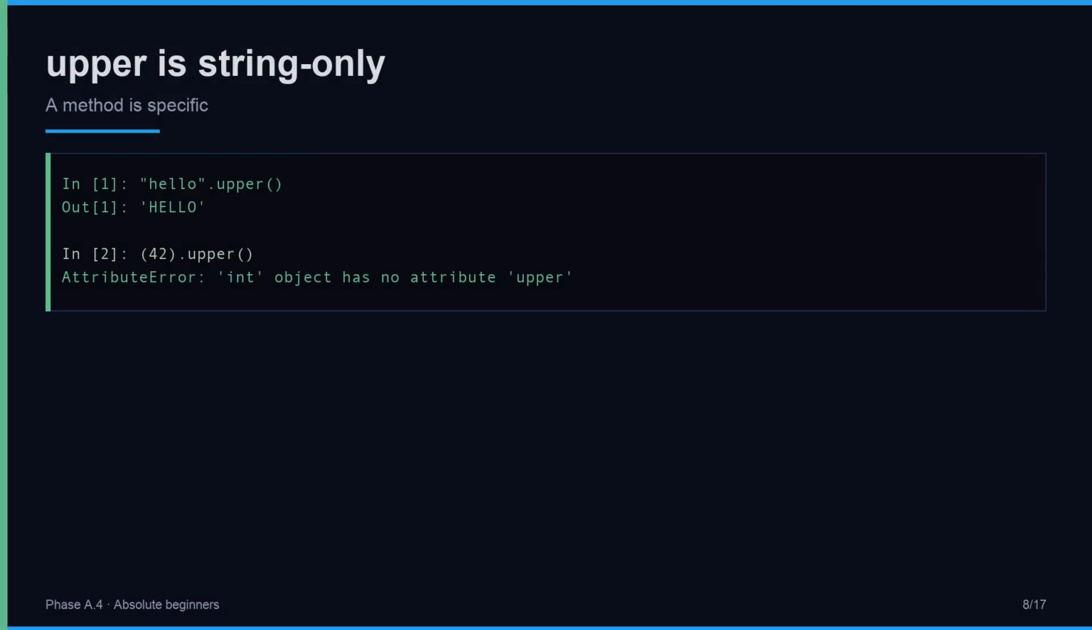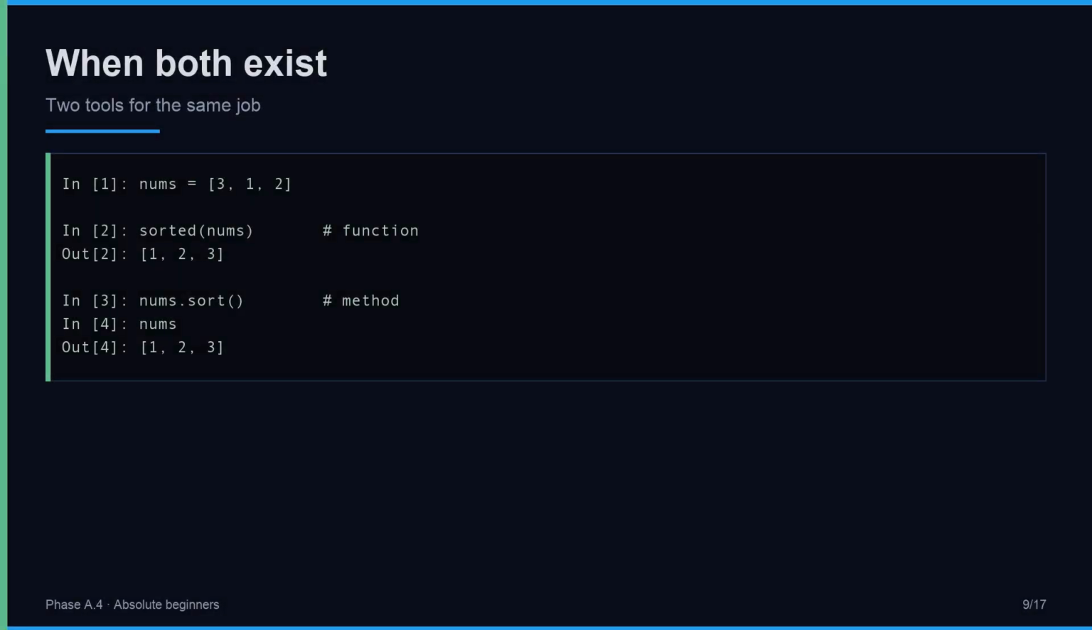Upper is a method because it only makes sense on strings. Hello.upper gives HELLO. But 42.upper raises an attribute error, numbers do not have uppercase. Upper is attached to the string type because it is a string operation. You will never call upper on a number, Python prevents it by not giving numbers the upper method. One type, one tool.